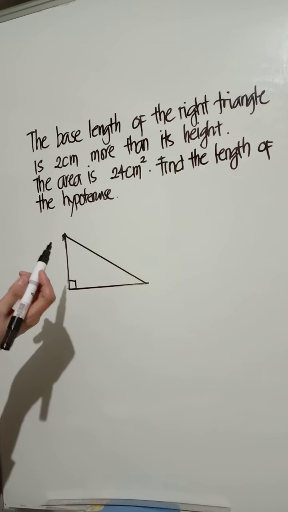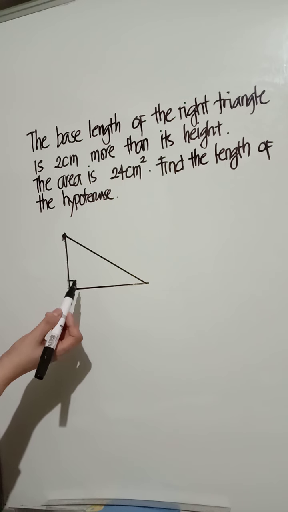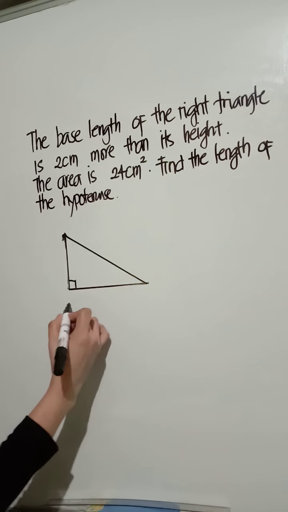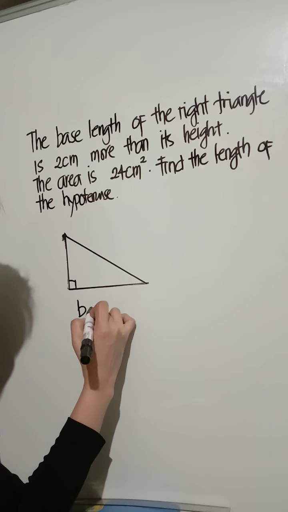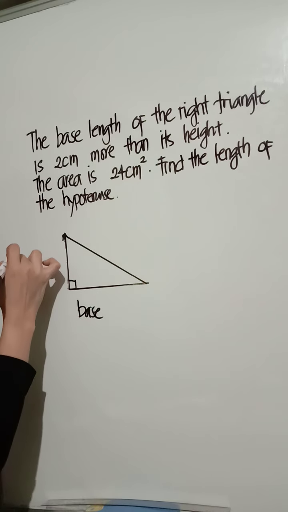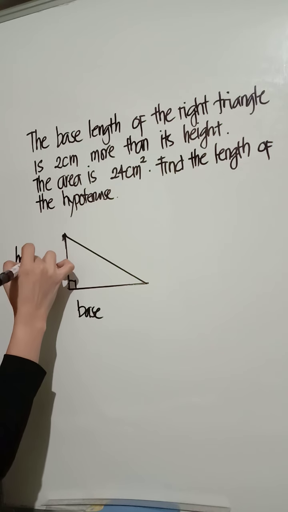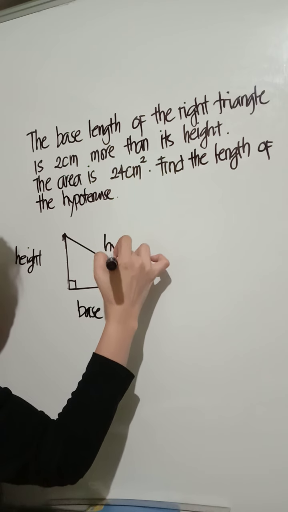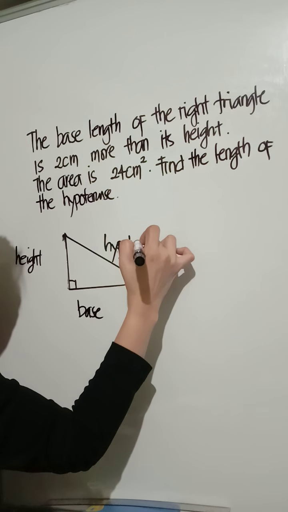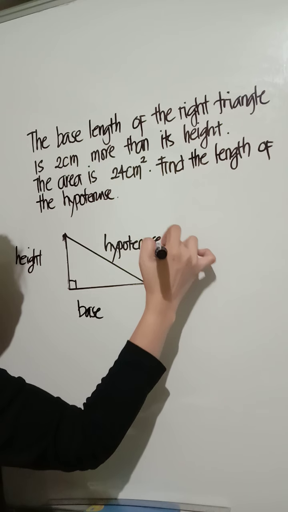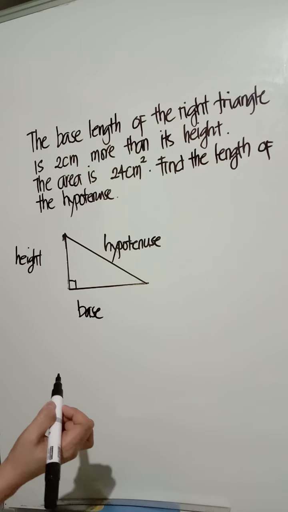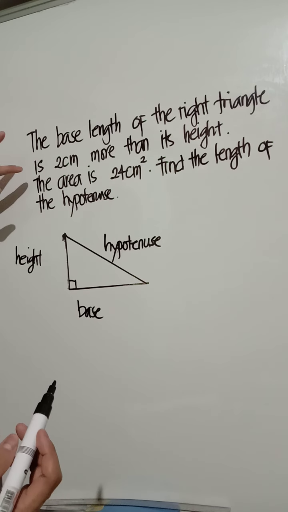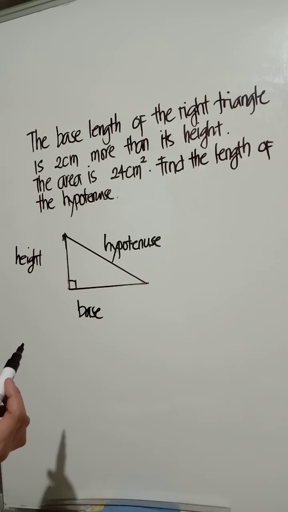The figure in this problem is a right triangle. Now, in a right triangle, this is the base. This is the height. And this is the hypotenuse. Let us label the given right triangle using the given measure in the problem.